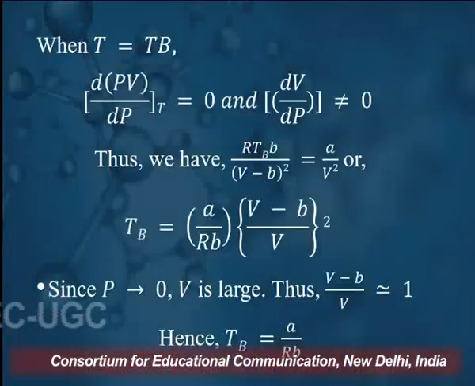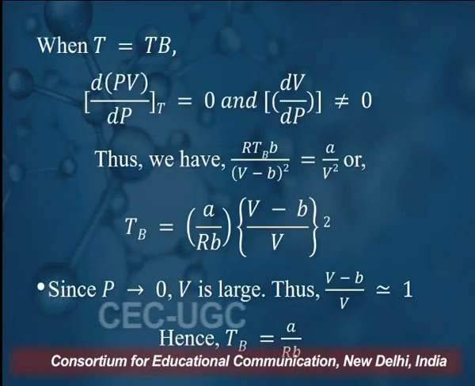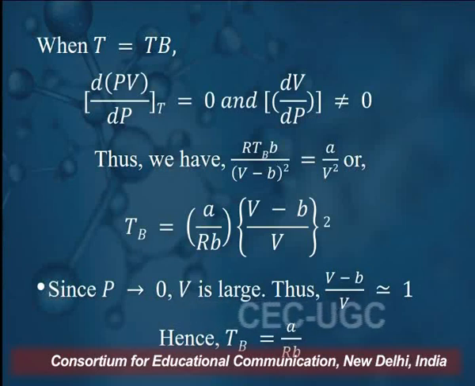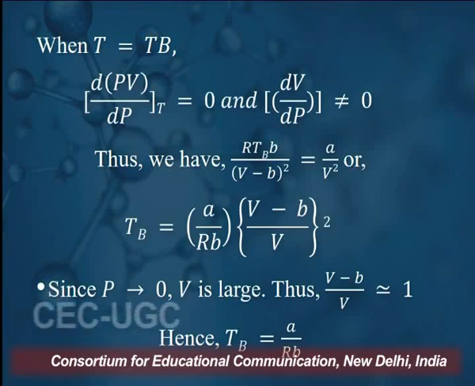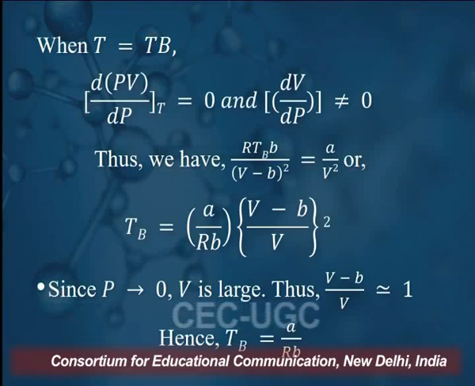A very important result, because as you can see, a is the van der Waals constant, R is the gas constant and b again is the van der Waals constant. So we have expressed Boyle's temperature in terms of three constants a, R and b.